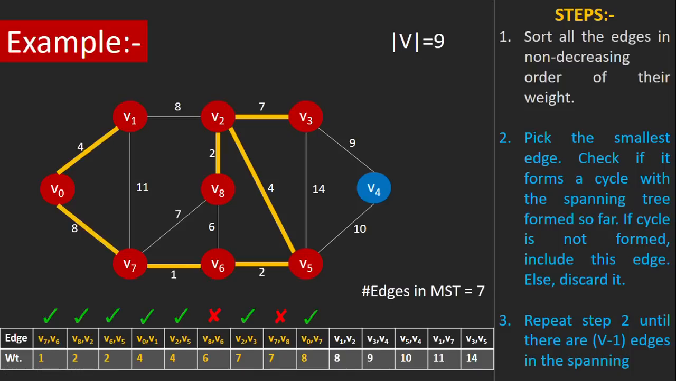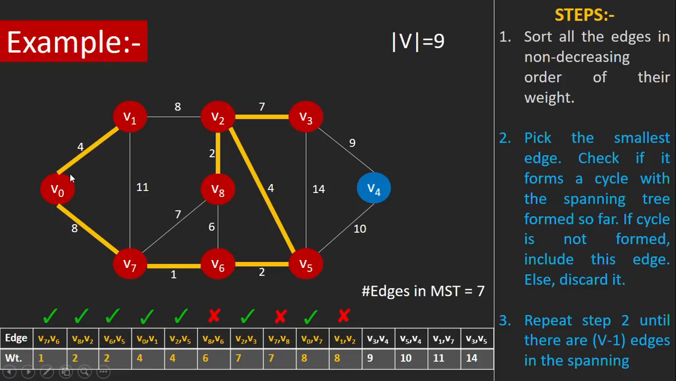Also, note that we are keeping a track of the number of edges in MST. Because according to the third step, we need to stop as soon as we have V minus 1 edges, which is 8 in this case. Now, let's try and add V1, V2. Note that a cycle is being formed here. So V1, V2 won't be in the MST.